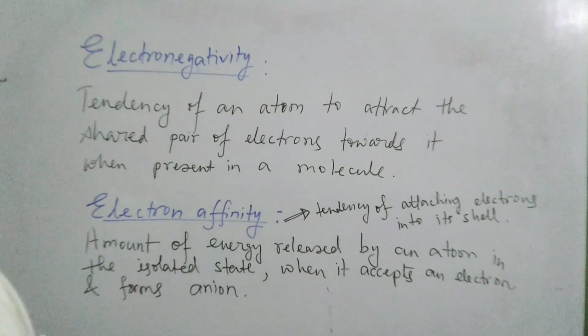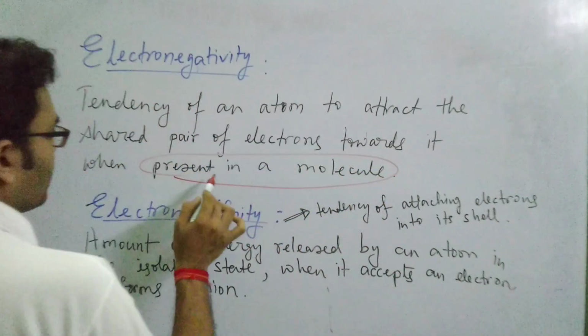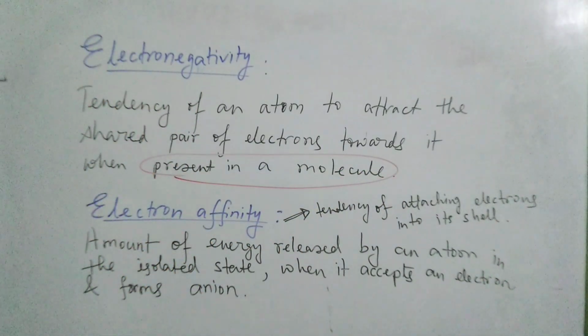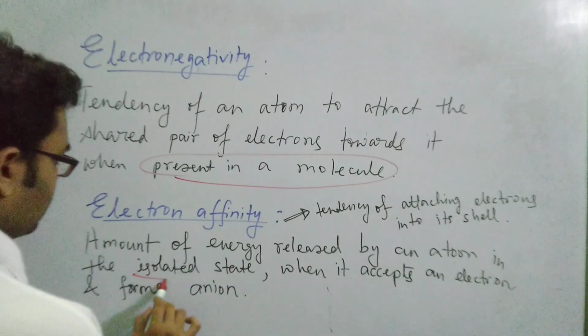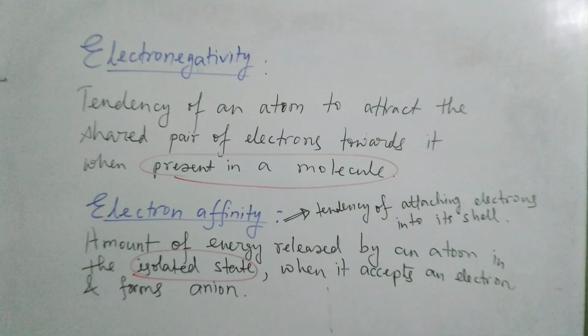Electronegativity is the term used when the atom is present within the molecule. And electron affinity, remember this, is when the atom is in the isolated state and accepts an electron to form the anion. Okay, so is it clear?